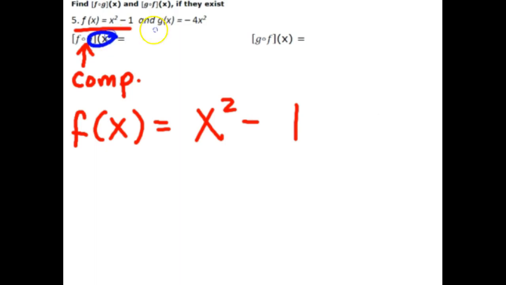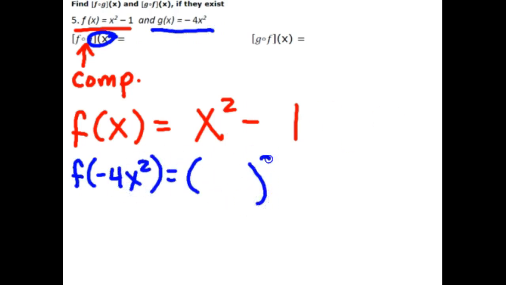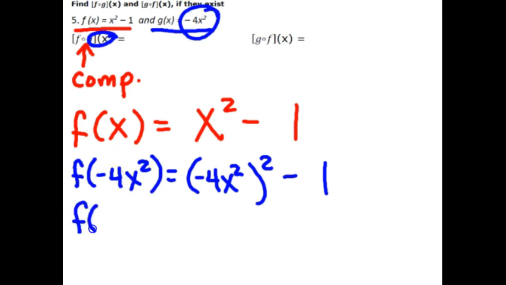I'm going to substitute in the g of x. In place of the x, I'm going to substitute in the g of x. All of it. All of this goes in place of the x. This is the g of x. Well, what's that? How do you square that? Do you see that the parentheses is around all of it? So you square all of it.